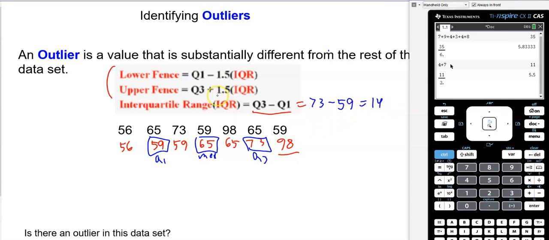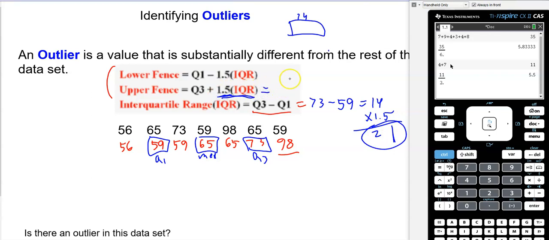We have to multiply that by 1.5, so 1.5 IQR. My IQR is 14. That's my interquartile range. That's how big the box is. So that's 14 units long there. I'm going to multiply by 1.5 and I get 21. So 21 is 1.5 IQR.